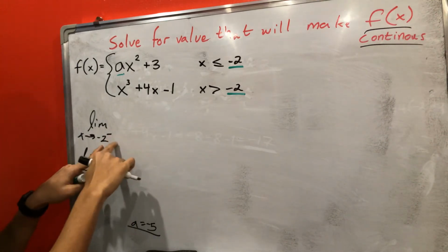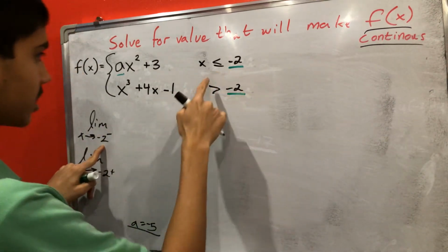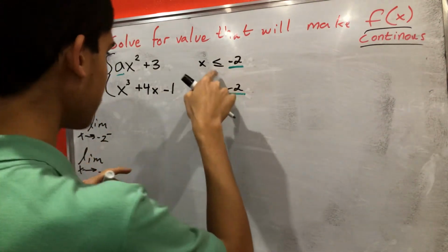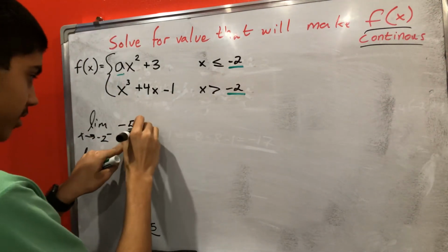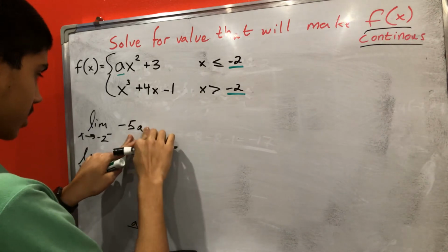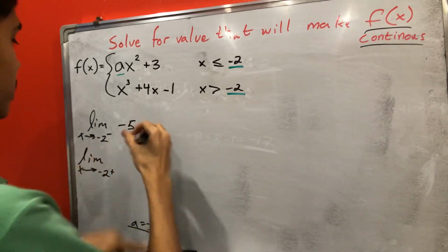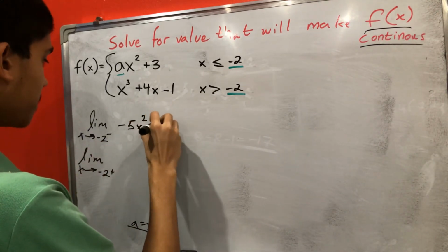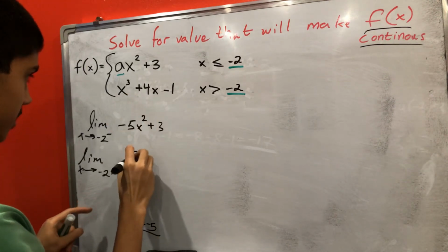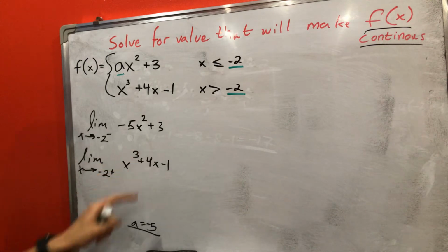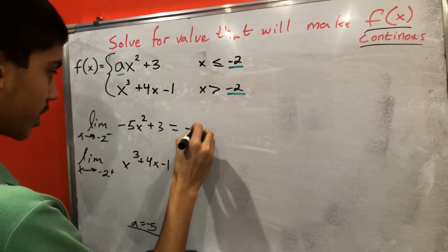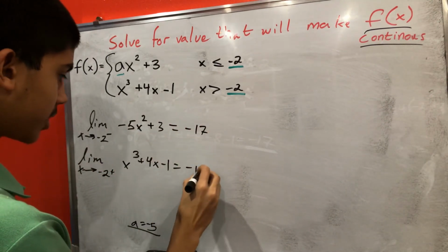If you're coming in from the left, you're a little bit less than -2, so you're going to use this one. But now we know that a is -5, so we say -5x squared plus 3. And this one just stays the same, right? And so when we plug in -2, what do we get? Here we will get -17, and here we will get -17.